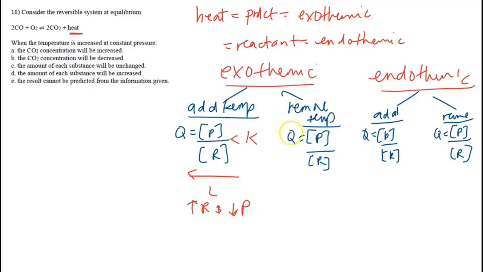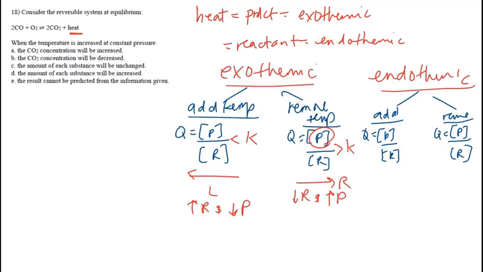When I remove temperature from something that's exothermic, my Q value is going to be greater than K. And so because it's going to be greater than K, I'm going to shift to the right, okay? And so because I'm shifting to the right, what's going to end up happening? I'm going to have an increase in products and a decrease in reactants. So I have a decrease in reactants here and an increase in products. Now we can stop here and just answer the question based on exothermic.